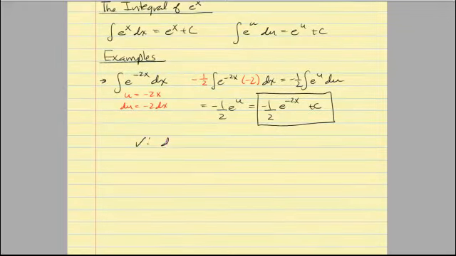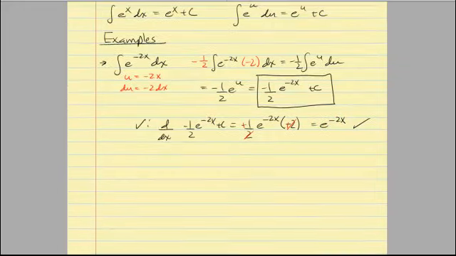Now remember, you can always check these by taking the derivative of your solution. So let's go ahead and take the derivative of this expression. Drag the negative 1/2 along. The derivative of e to the u is e to the u times the derivative of negative 2x in this case, which is negative 2. The derivative of a constant is 0. Negative times a negative is a positive. The 2's cancel. And I'm left with e to the negative 2x, which was my original integrand. So this does check. Remember, you can check all your solutions here.